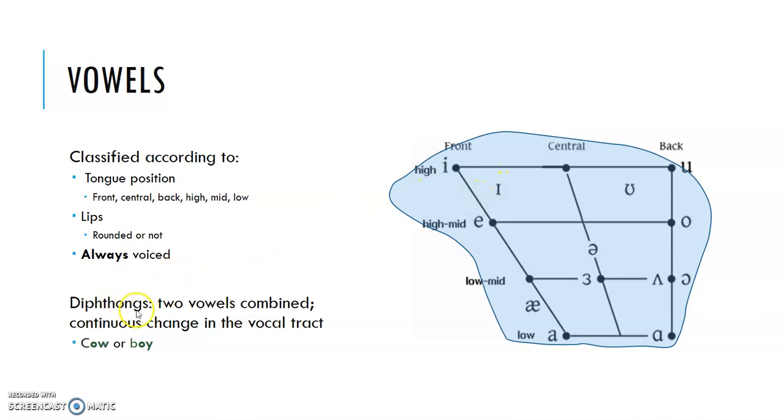We also can combine vowels together, which gives us a continuous change in the vocal tract. That just means that the tongue moves from one position to another. For instance, with cow, we have ow for the combination of that ow at the end of cow. We also have the combination of o, oi, boy, and that's just that movement from this position in the back to a position in the front.